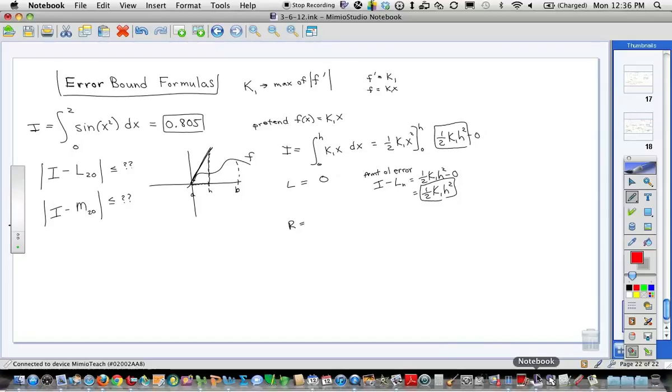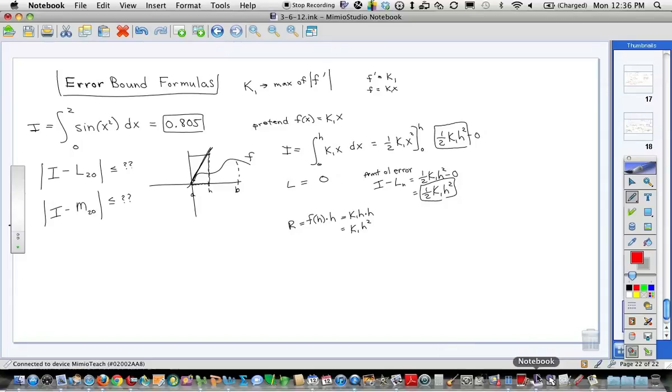It would be f of h, right? And my pretend f, my worst case scenario. So it'd be f of h times a width of h, correct? So a height of f of h and a width of h. Okay, now what's f of h in my pretend f here? K1h, and then times my width, which is h, so that would be K1h squared, right?